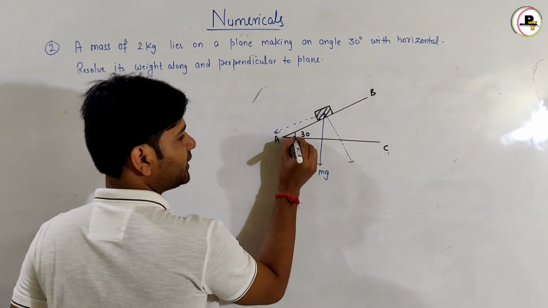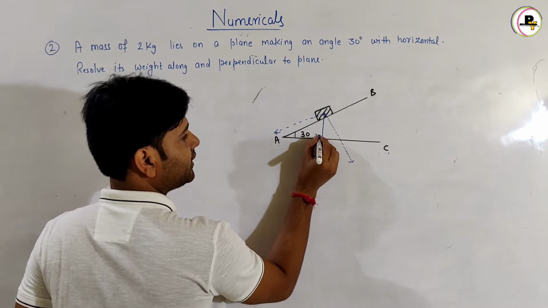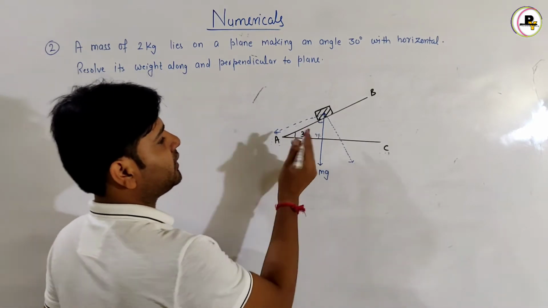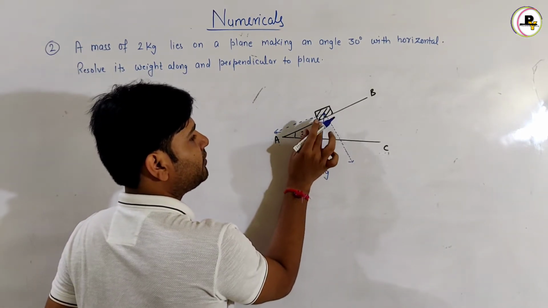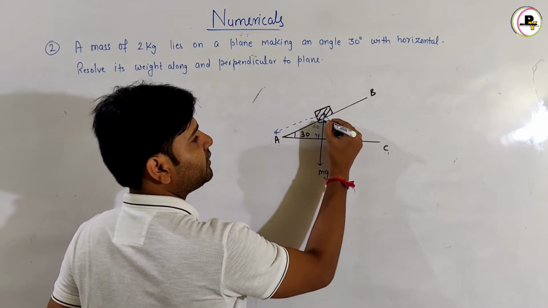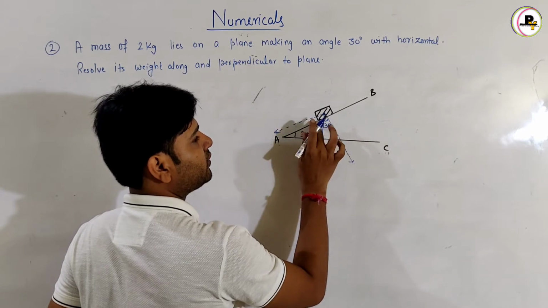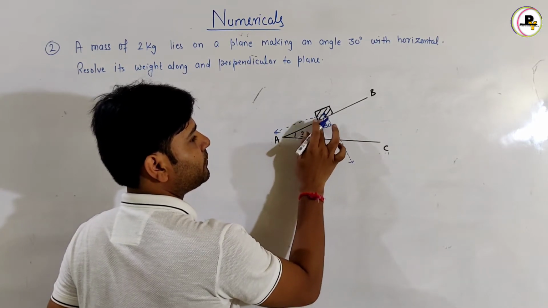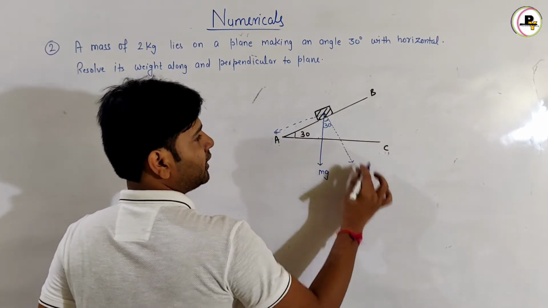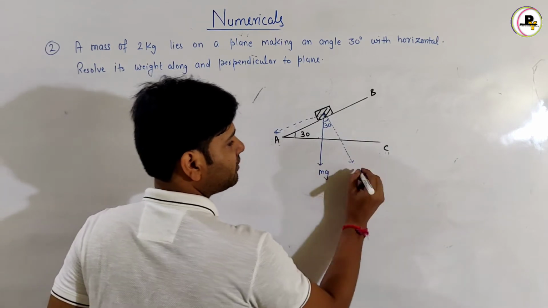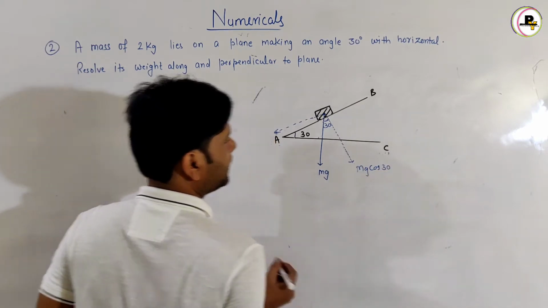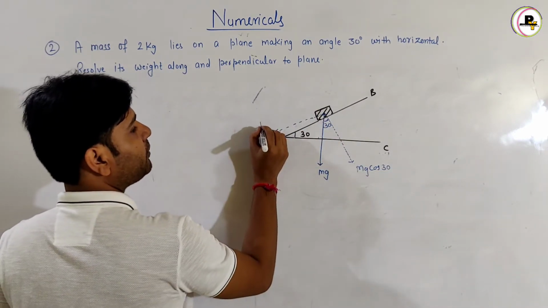So this angle is 30, this angle is 90. So this angle will be what? This angle will be 60. So if this angle is 60, this whole angle is 90, then again this angle will be 30. So if this angle is 30, this side will be the adjacent side. So the perpendicular component of mg will be mg cos theta, that is mg cos 30, and the parallel component will be mg sin 30.